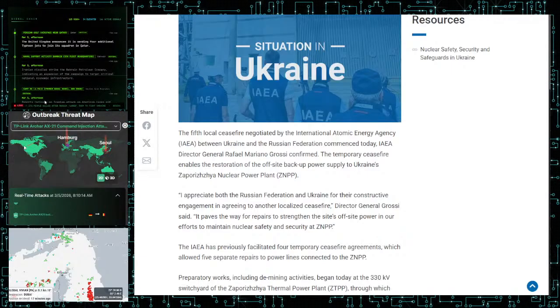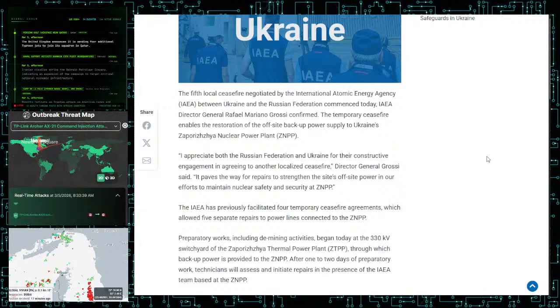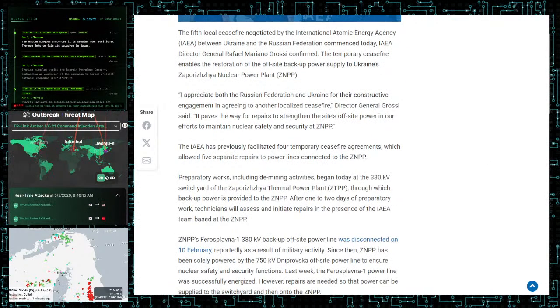A temporary ceasefire between Ukraine and the Russian Federation commenced today. It enables the restoration of the off-site backup power supply in Ukraine's Zaporizhzhia nuclear power plant. Hope I said that all right. I appreciate both the Russian Federation and Ukraine for their constructive engagement in agreeing to another localized ceasefire.